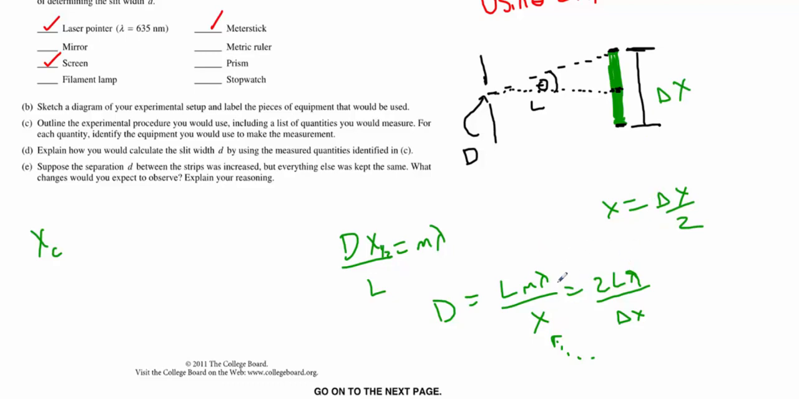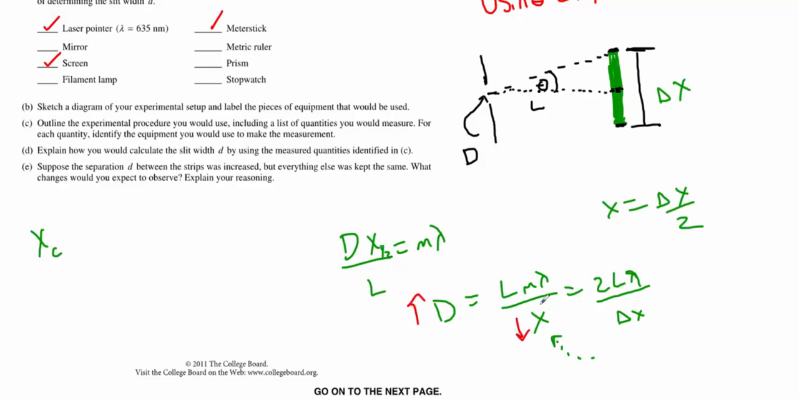Okay? E. Suppose the distance d between the strips is increased. What's it going to do? Everything else is kept the same. Explain what's going to happen and explain your reasoning. Well, let's think about this. The two variables that we can possibly have right now are x and d. They're inversely related, aren't they? X is below the fraction, d is above the fraction. So if d goes up, x must go down.